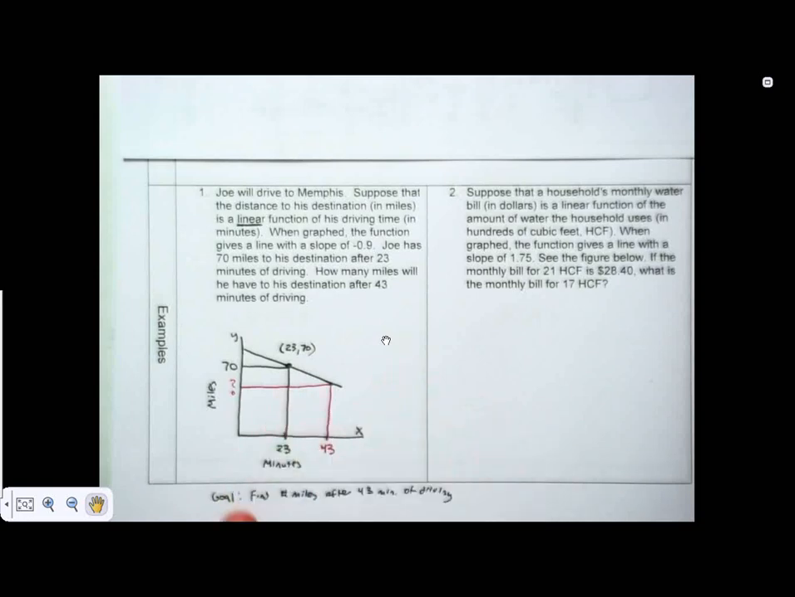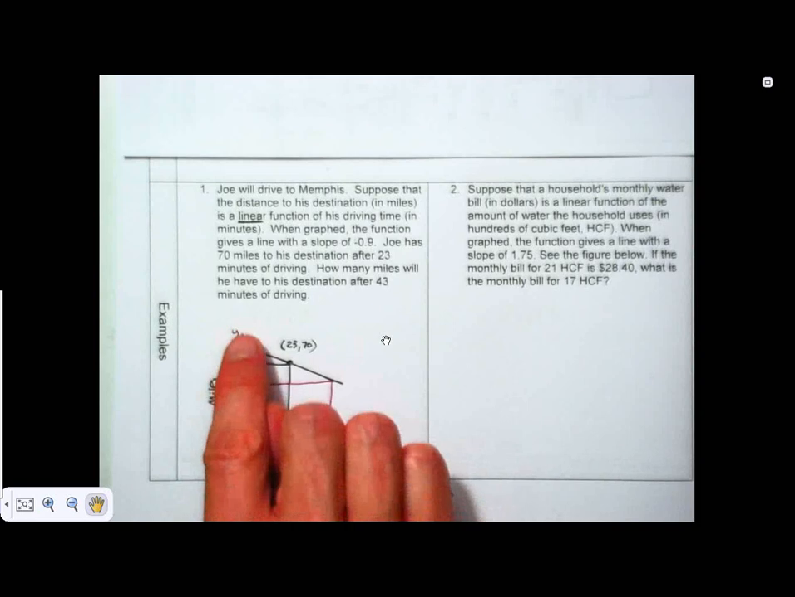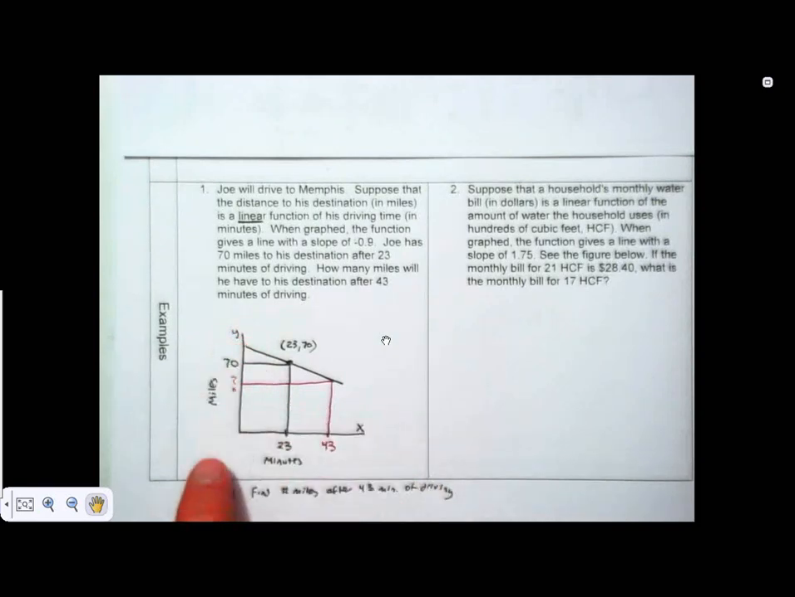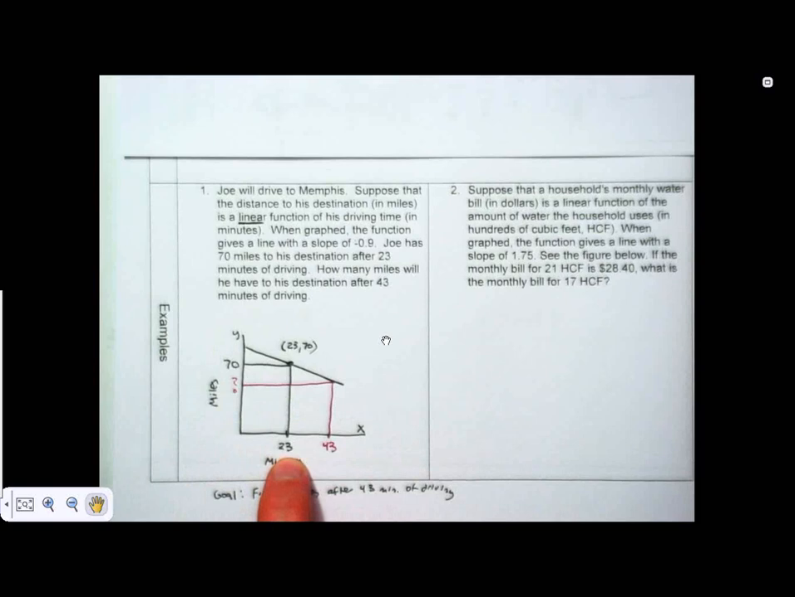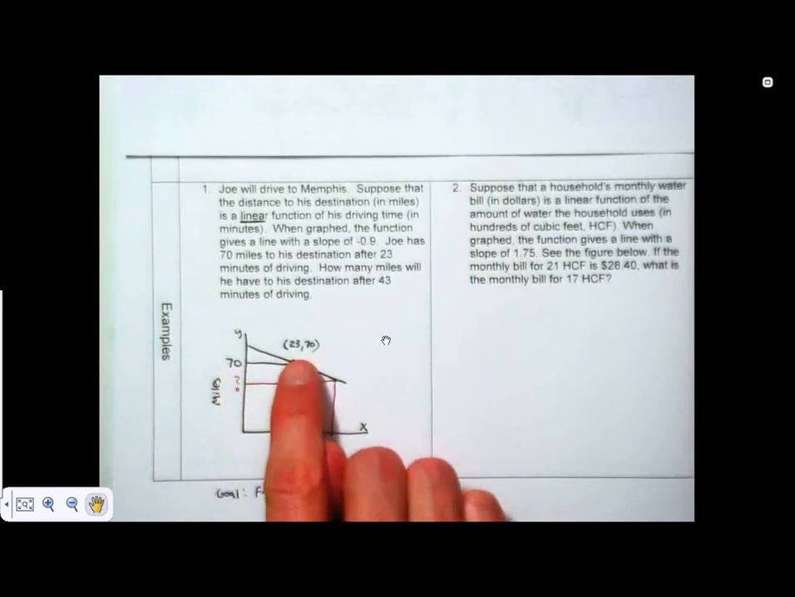So, they give you this graph, and I've reproduced it. Notice that on the x-axis we have minutes, so all of my x values are going to be minutes. On the y-axis we have miles, and so this 70 represents miles. What they tell us right off the bat is that after 23 minutes of driving, he has 70 miles to go. So this point right here in the graph has coordinates (23, 70).